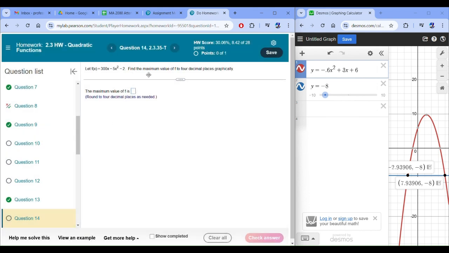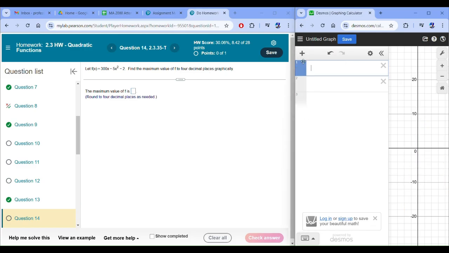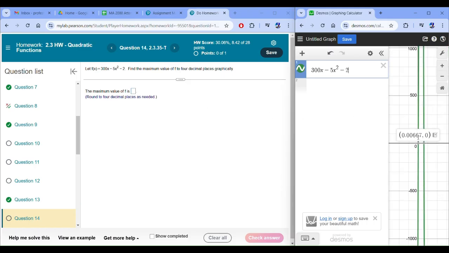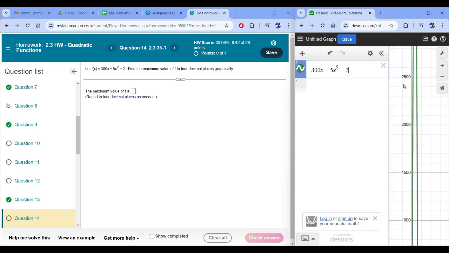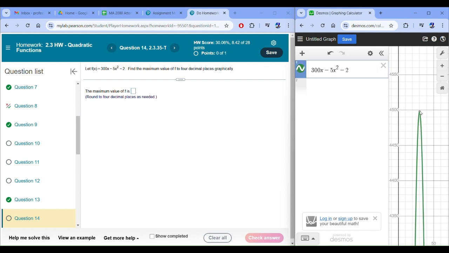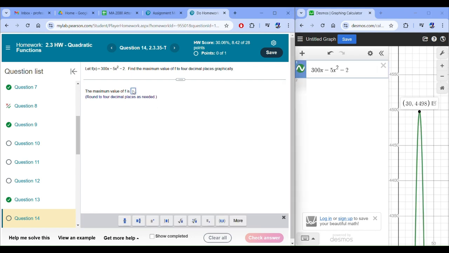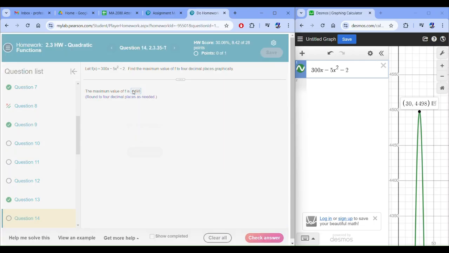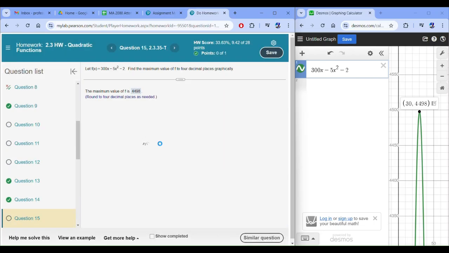All right, find the minimum value to 4 decimal places, type the equation in, and then I'm sure you're just going to find the vertex. So what is that? That's 300x. I type the 300x minus 5x squared minus 2. So what am I looking for? The maximum value. The maximum value, 4498. We got this. Cool. Moving on.